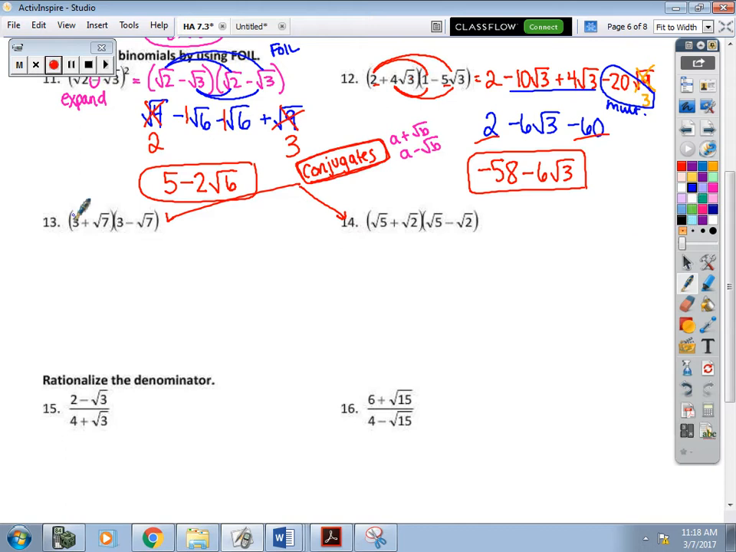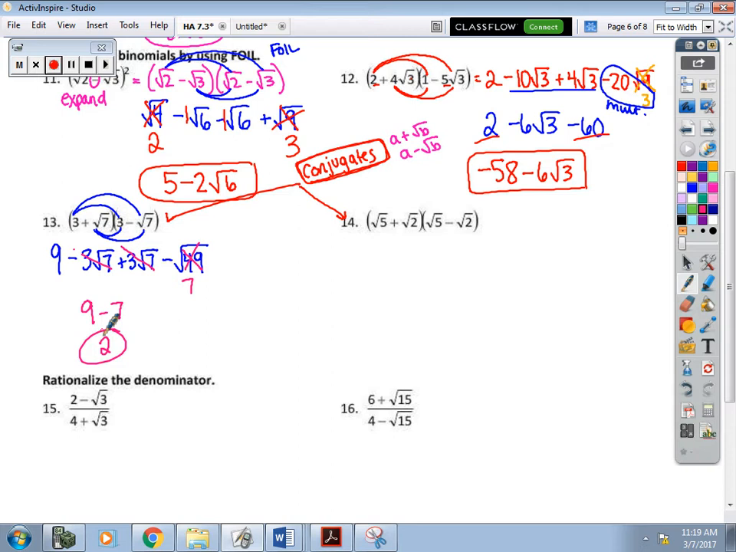We're just FOILing them. So watch what happens. We'll get 3 times 3 is 9. 3 times negative square root of 7 is minus 3 square root of 7. Plus 3 square root of 7. And we'll get a negative square root of 49. So you can see negative 3 plus 3, that goes to 0. So those are going to cancel each other. The square root of 49 is just 7. So I'm left with just 9 minus 7, which is 2. Oh, it's a lot better than what we started out with, right?